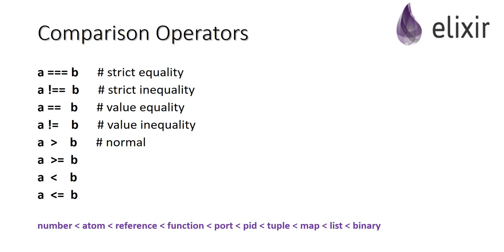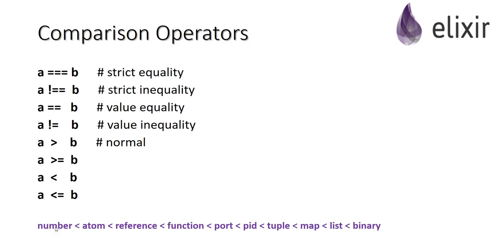Elixir comes with all the normal comparison operators. You have your strict equality, your strict inequality, your value equality, value inequality, and then your normal greater than, equal to operators. Elixir allows you to compare values of different types, such as an integer and a floating point number. Comparisons use natural ordering if possible, otherwise the comparison works off of the sort order rule shown here.